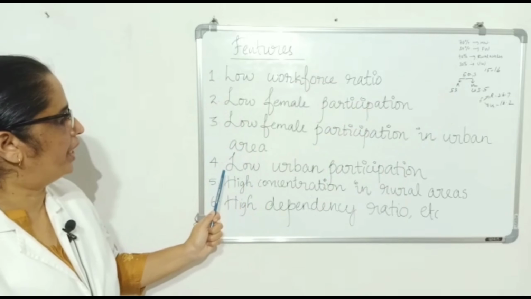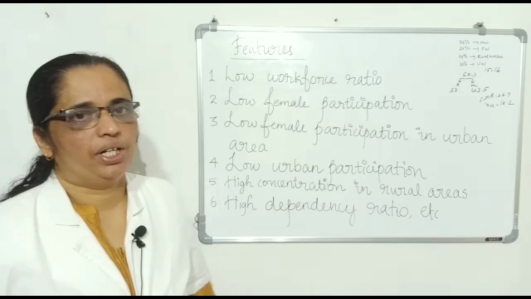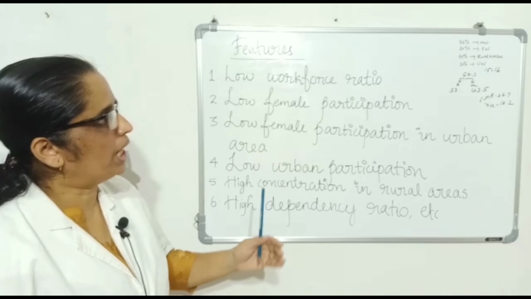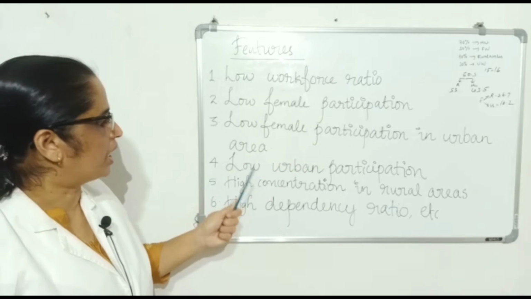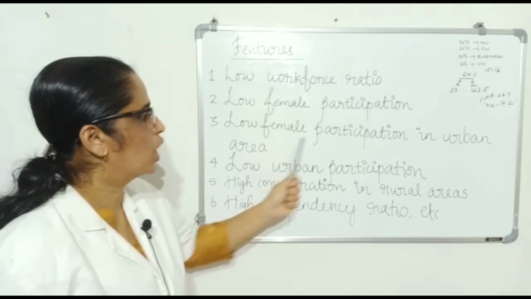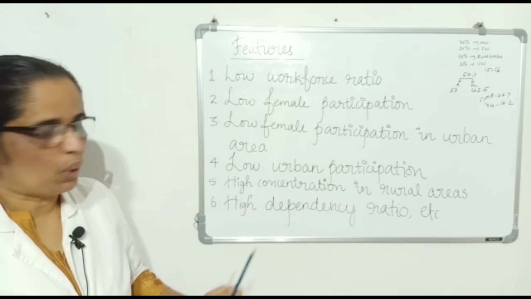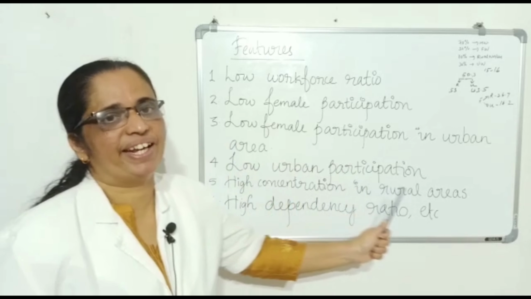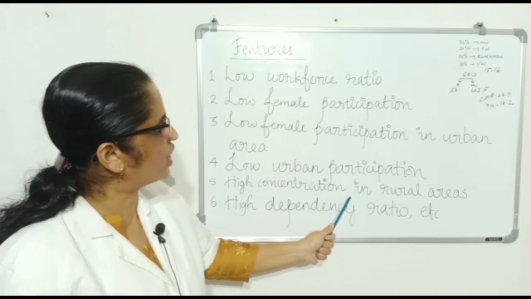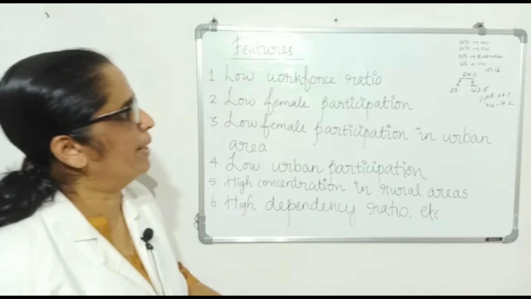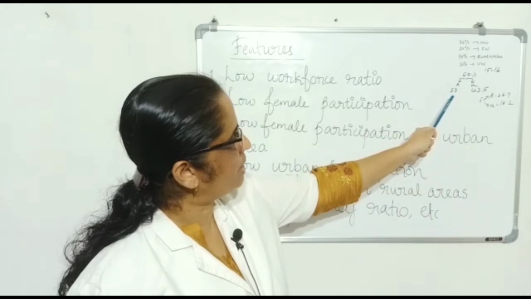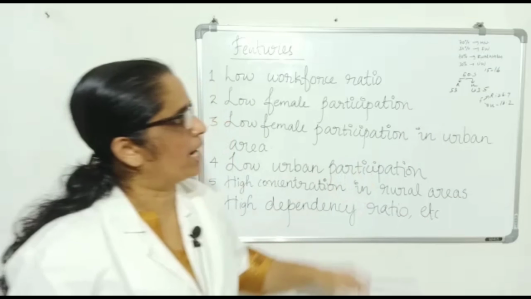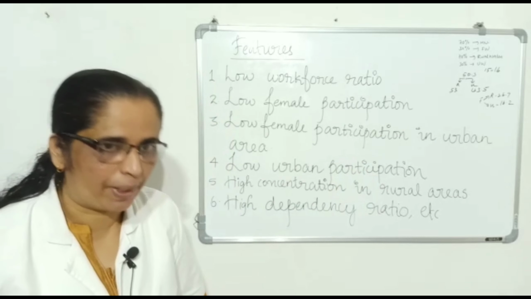Now, next point is low urban participation. You compare rural and urban participation, you can see in comparison with rural area, urban participation is low. So, our workforce is rural based. That is high concentration in rural areas. What do you mean by that? For example, 2015-16 estimates, rural participation is 53%, urban participation is only 43.5%.